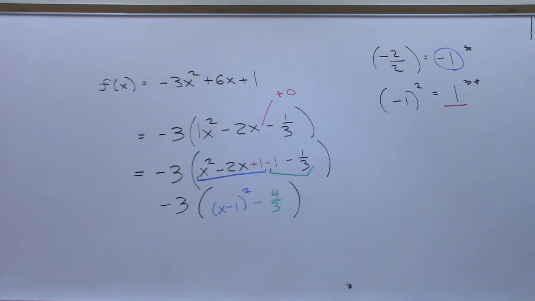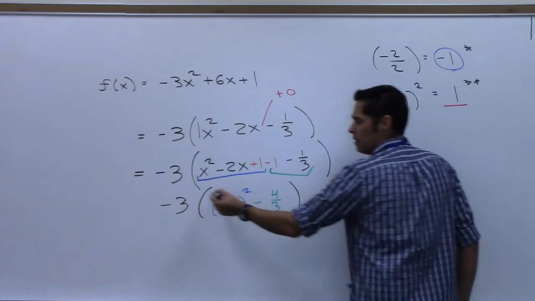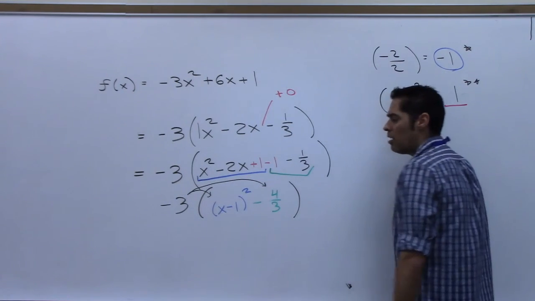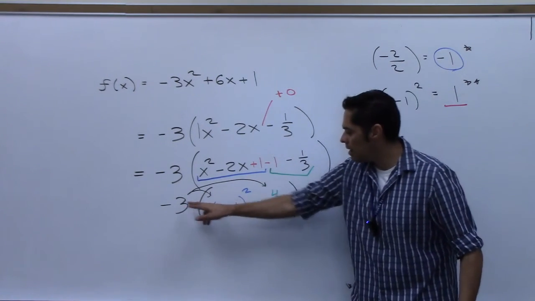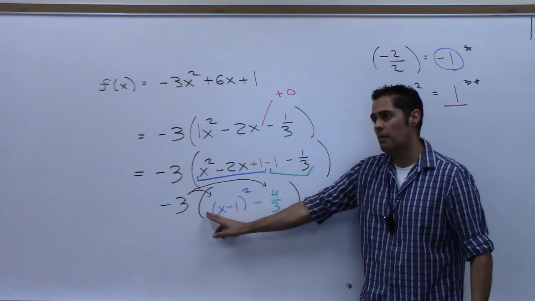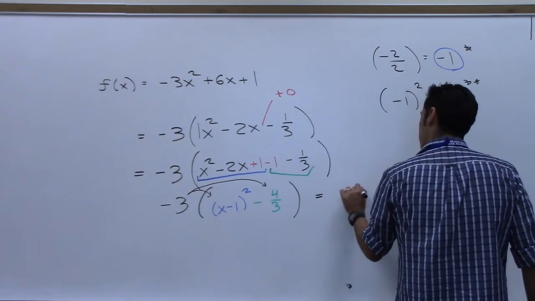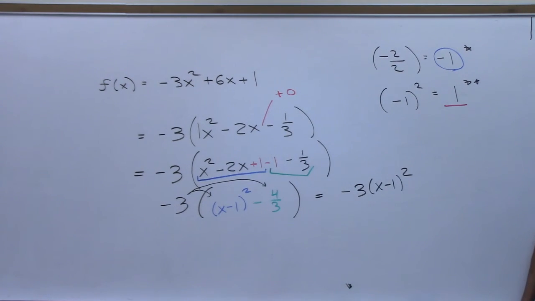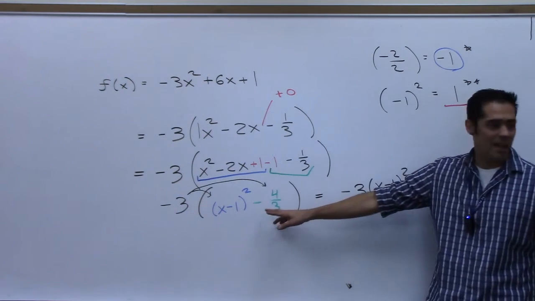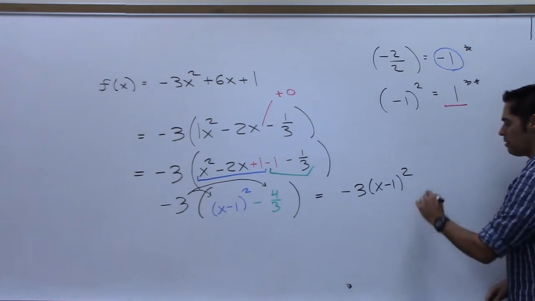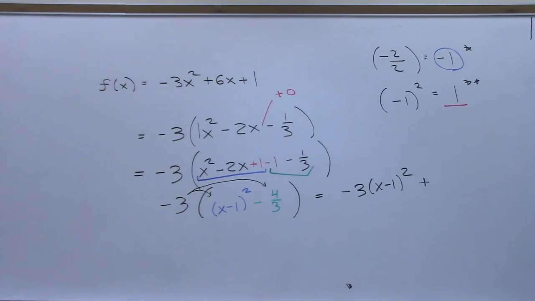Now, I need to get rid of the parentheses. So I'm going to distribute negative 3 back through. I've got to multiply it here, and I've got to multiply it here. So let's talk about multiplying it times this. Can the negative 3 go inside of this? No, because you've got to do squaring before you can multiply, right? So it's just going to sit out in front of it. Negative 3 sitting in front of x minus 1 squared. Then you're going to do negative 3 times negative 4/3. What will happen there? It's going to be a positive, right? Positive what? 4.